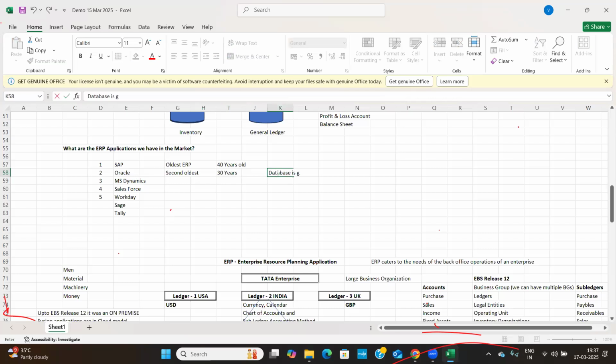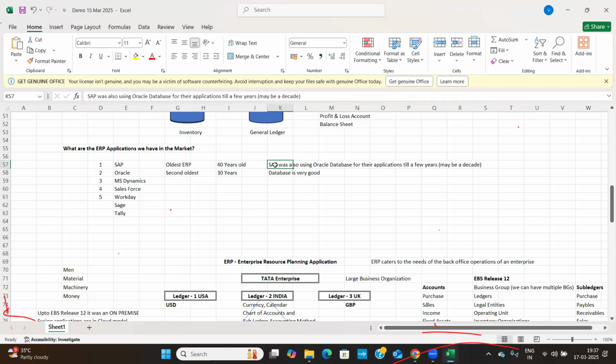That's why most of the companies used the Oracle database only. Even SAP used the Oracle database before. For some time, SAP was also using the Oracle database for their applications, till a few years ago, maybe a decade, till 2010, 2015 also. They did not have their own database.